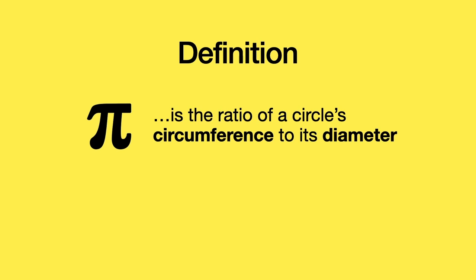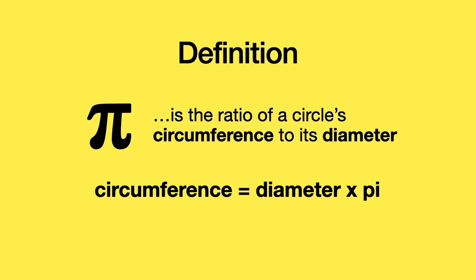So it's defined as the ratio of a circle's circumference to its diameter. Now what that means in its very simplest terms is that essentially you can times the diameter of a circle by a constant, and that will always get you the circumference of that same circle, and that constant will always be pi. So circumference equals diameter times pi, or if you wanted the symbol equation, C equals pi times D.